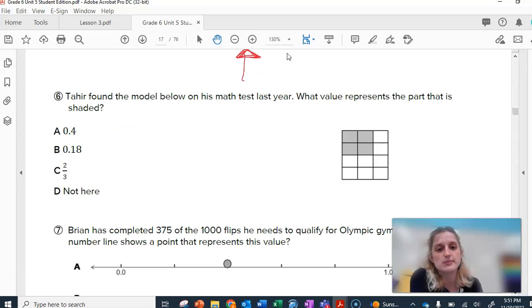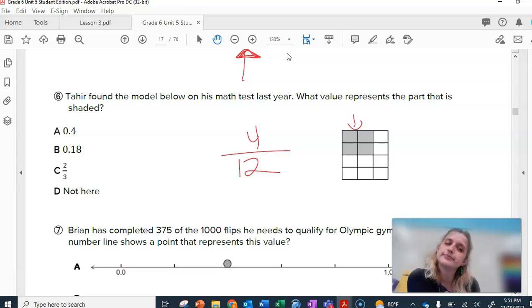Tahir found the model below on his math test last year. What value represents the part that is shaded? Oh, we got fractions and decimals. That's 4 out of 3, 6, 9, 12. Do you know how to get from 12 to 100? I don't see a side-to-side relationship. Do you know how to get from 12 to 4? Divide by 3.